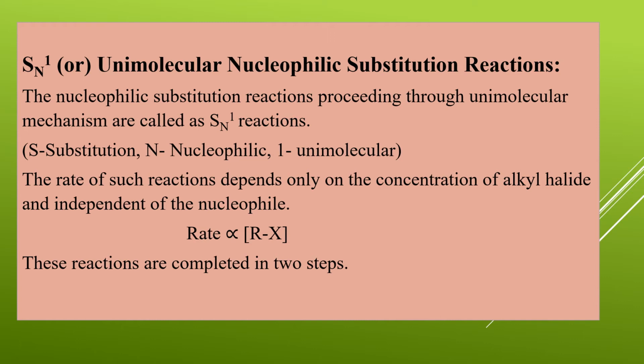So what is this S, what is this N, and what is this 1? S is substitution, N is nucleophilic, and 1 means unimolecular. Clear, students? The nucleophilic substitution reactions proceeding through a unimolecular mechanism. So, SN1: S means substitution, N is nucleophilic, and 1 is unimolecular.